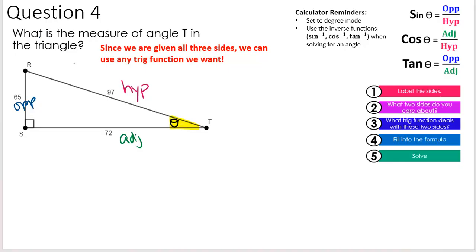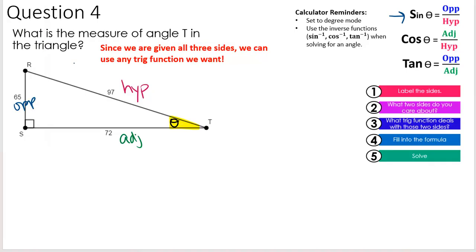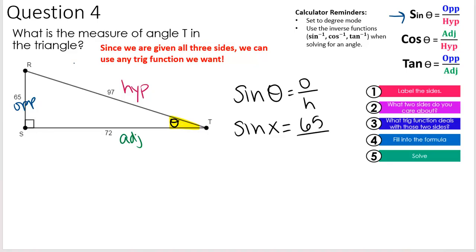We already used tangent inverse, so let's do sine inverse, okay? And like I said, you're given all 3 sides, so you can pick whatever trig function you want. So I have sine of theta is equal to O over H. I don't know theta, so that's my X. My opposite is 65, and my hypotenuse is 97. So again, when I'm trying to find that angle measure, I'm going to use that inverse button. So X is going to be equal to sine inverse of 65 over 97.